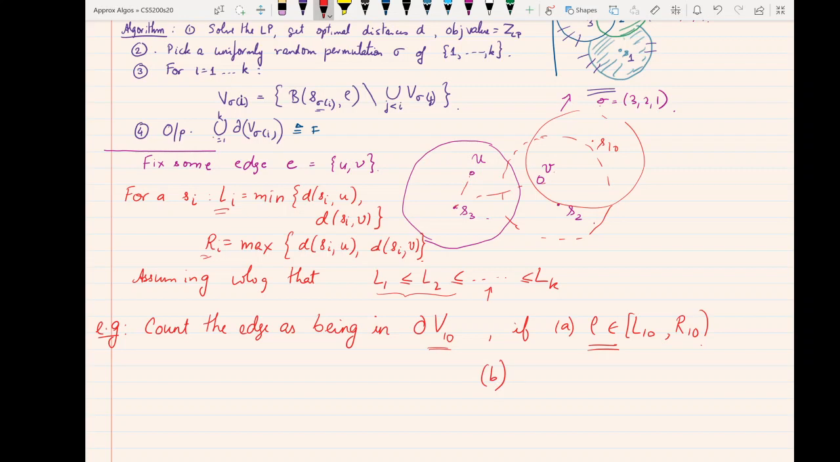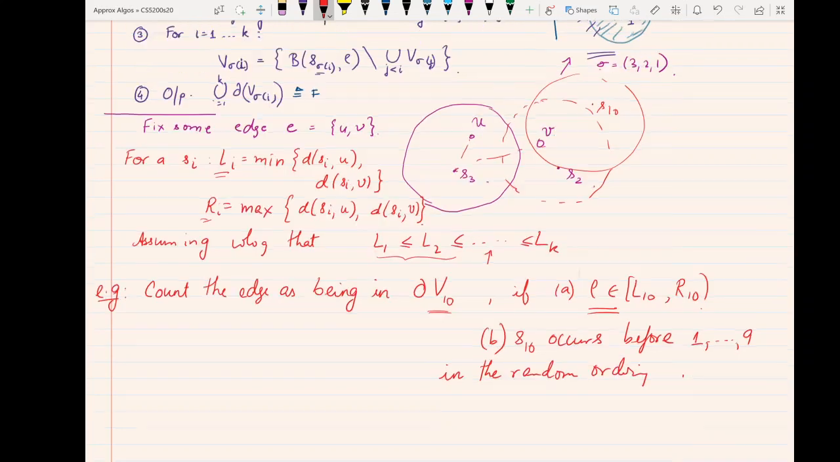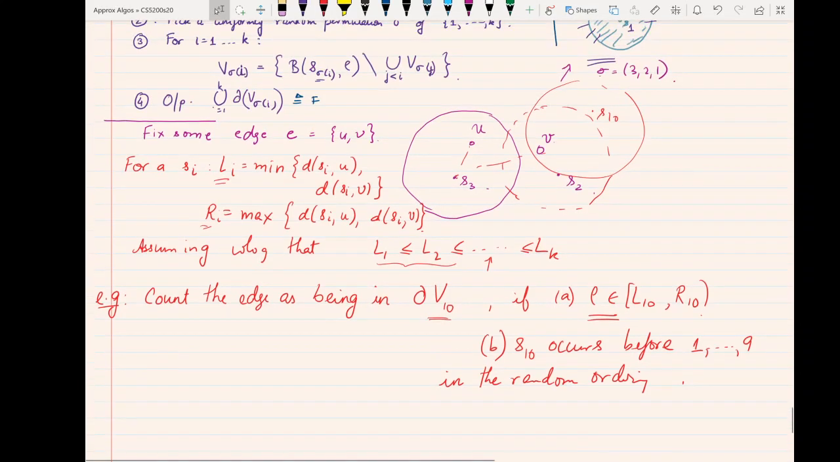So the second equally important condition is that S10, or rather 10, occurs before 1 to 9 in the random ordering. And you can convince yourself that if any of these, S1 to S9, were ordered before S10 in the permutation, then it would never be that S10 can just take up one of these vertices and not the other. Okay.